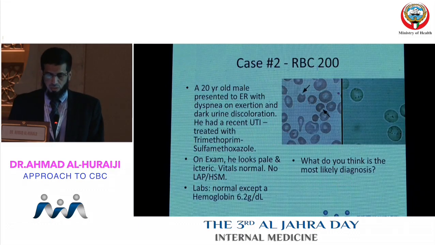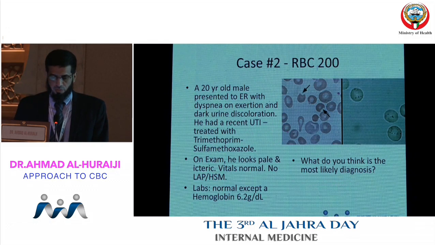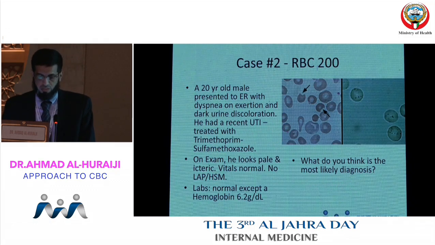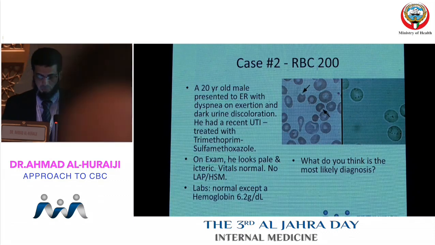Second case is a 20-year-old male presented to the emergency room with dyspnea on exertion and dark urine discoloration. He had a recent UTI treated with Bactrim. On examination, the patient looks pale, icteric, with normal vital signs. He has no lymph nodes and no hepatosplenomegaly.